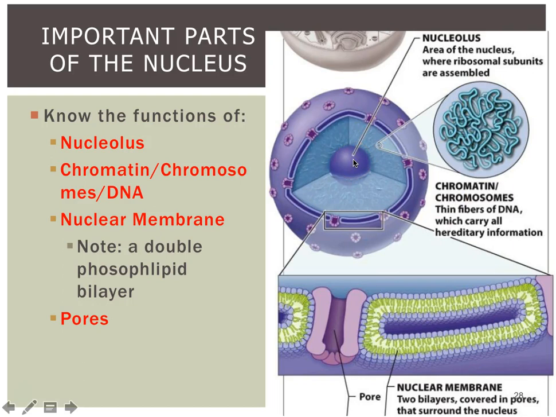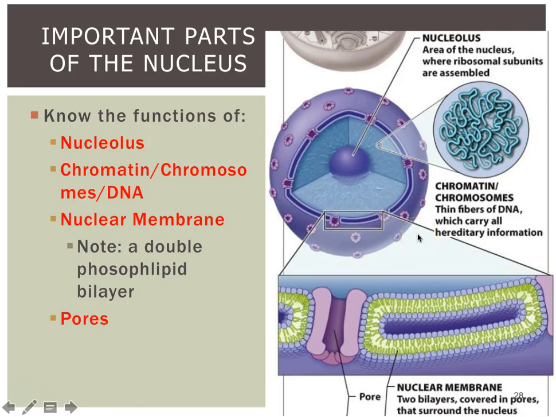The job of the nucleolus is to make ribosomes. Do you remember ribosomes? We talked about this when we were first talking about the structure of prokaryotic cells. Ribosomes make proteins. But ribosomes have to be made somewhere themselves. They're being made in the nucleolus of the nucleus.